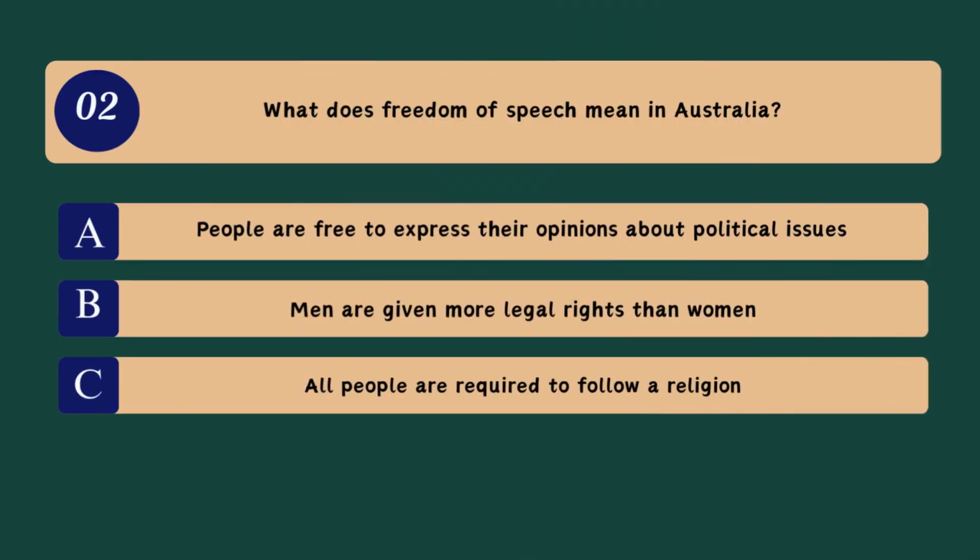Question 2. What does freedom of speech mean in Australia? A. People are free to express their opinions about political issues. B. Men are given more legal rights than women. C. All people are required to follow a religion.